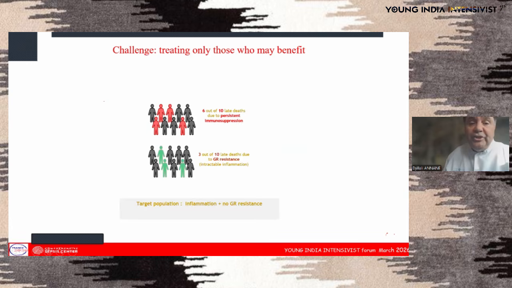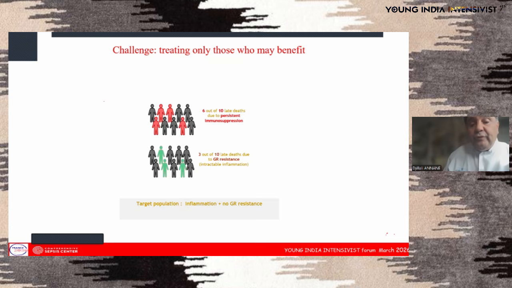So the challenge is treating only those who may benefit. That is the challenge of precision medicine. We know now that almost 6 out of 10 patients who died have immune suppression rather than hyperinflammation. And we also know that 3 out of 10 of these dead patients have glucocorticoid resistance.